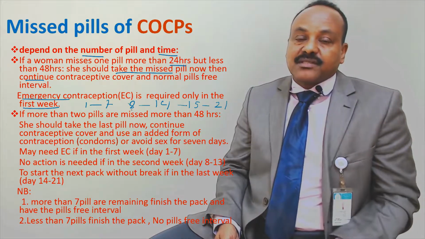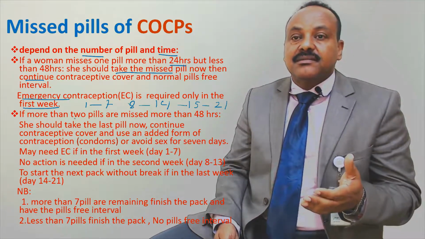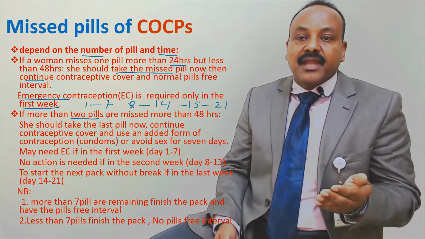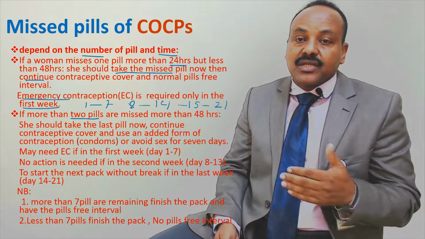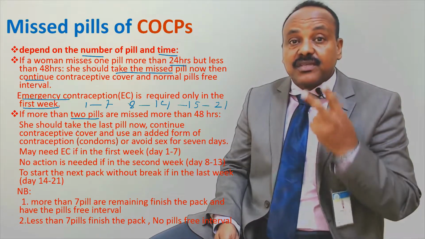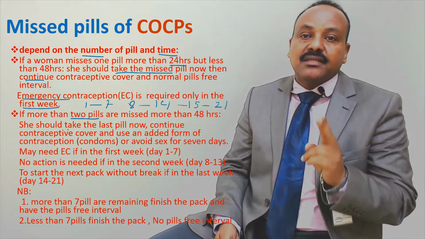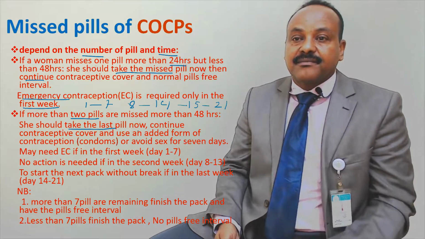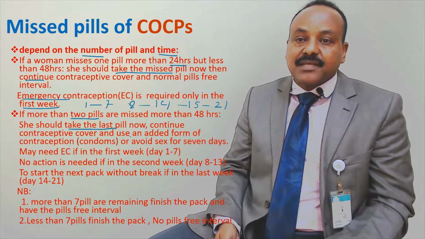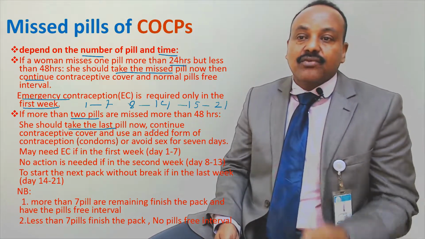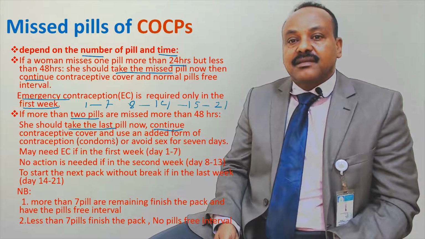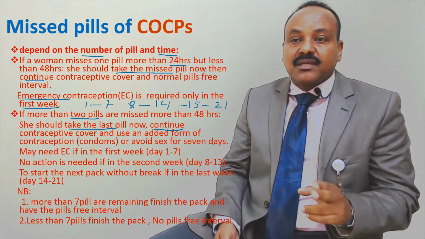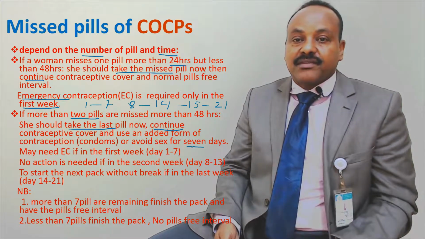If the woman missed 2 pills, she should take immediately the last pill now and continue as usual as she is taking her pills. If she missed 2 pills, she needs other contraceptive cover or an added form of contraception like a condom, or to avoid sex for at least 7 days. She may need emergency contraception if in the first week, day 1 to 7.